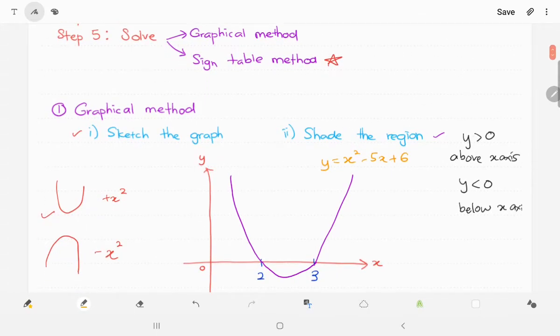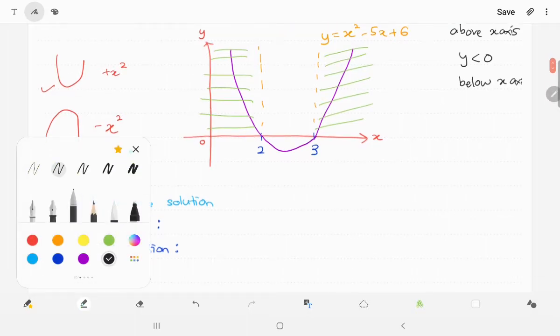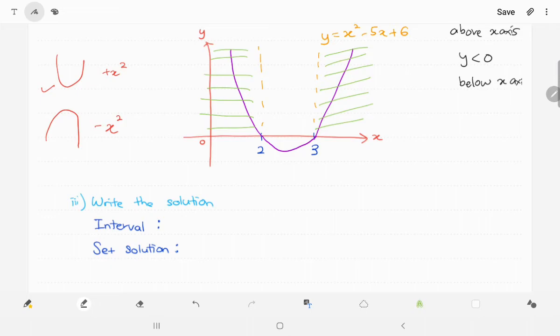So that means when our y is greater than 0, you will need to shade above the x-axis, so it will be the outer part. Okay, and this one is 2 and 3, so the outer part of 2 and 3. So from our shaded region, we can now write the solution for our graphical method.